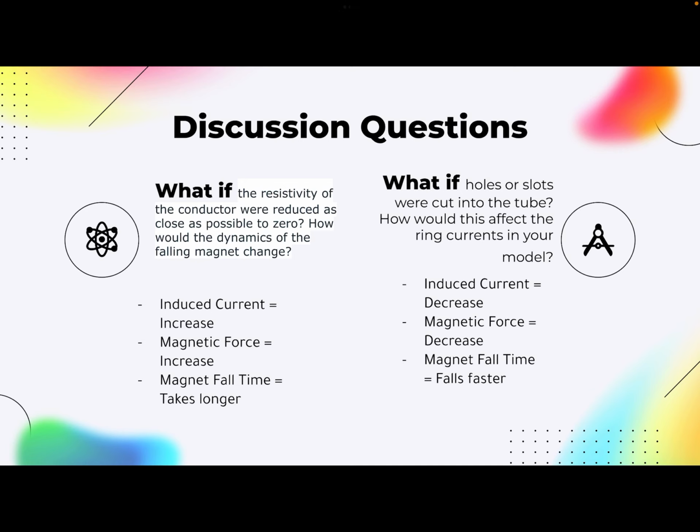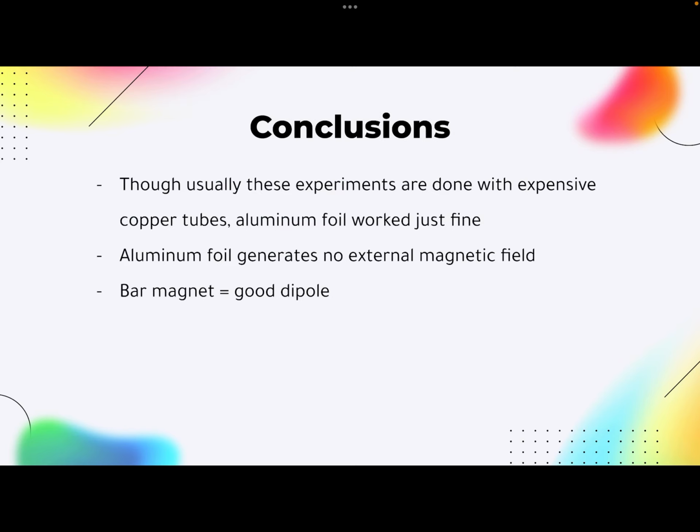Now, what if the resistivity of the conductor were reduced as close as possible to 0? How would the dynamics of the falling magnet change? The induced current would increase, causing the magnetic force to also increase, which would cause the magnet to fall slower through the tube. And what if holes or slots were cut into the tube? How would this affect the ring currents in your model? Any holes or slots would disrupt the induced current, which would in turn cause it to decrease, and then this would also cause the magnetic force to decrease, which would make the magnet fall faster through the tube, so these two have opposite effects.